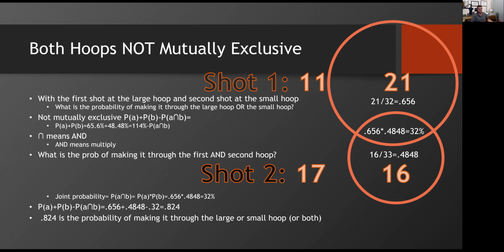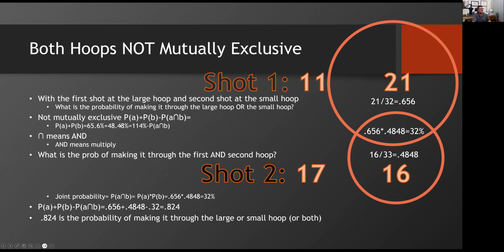You can make it through the big hula hoop, and then you get a second shot. That same person can also make it through the little hula hoop. So we can't use the same rule, the same way that we calculated the probability of A and B. We can't do that anymore. We've got to do it slightly differently. So we are going to use this formula right here.